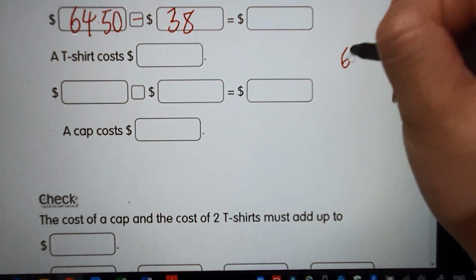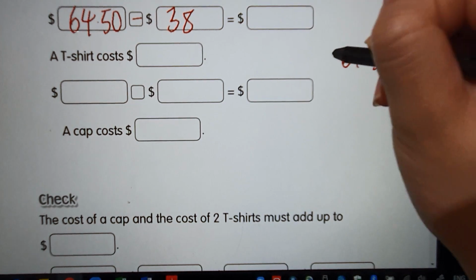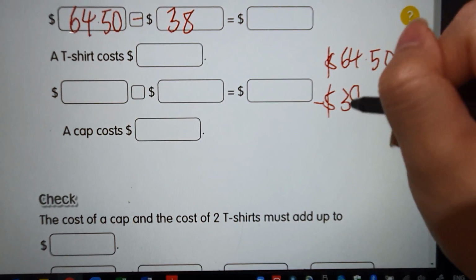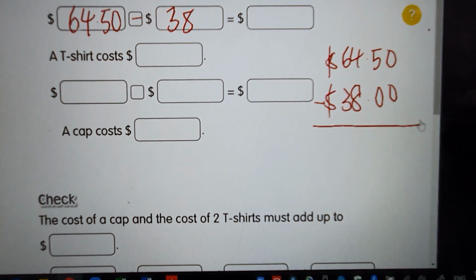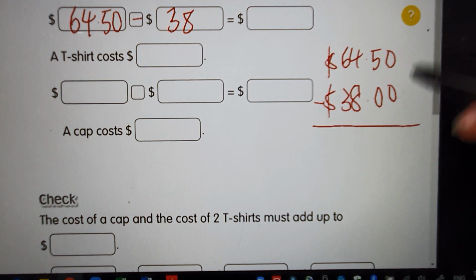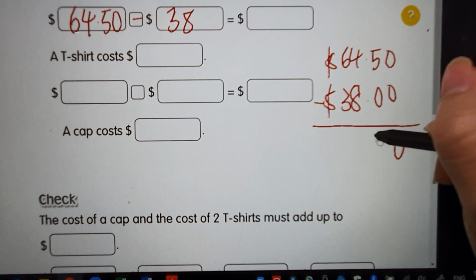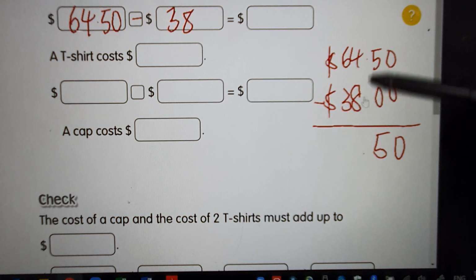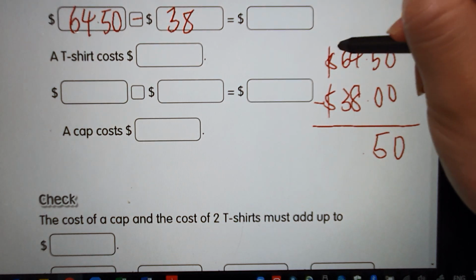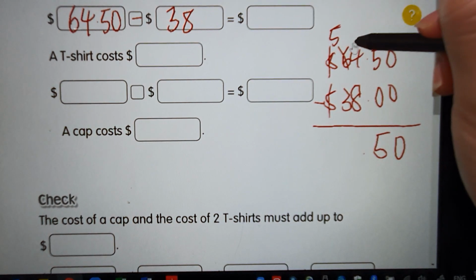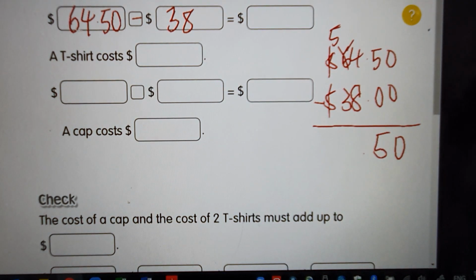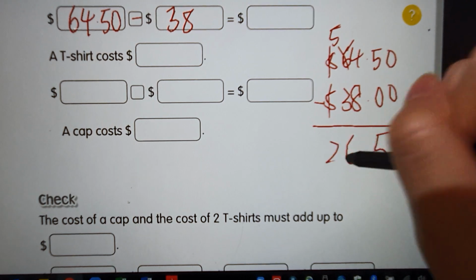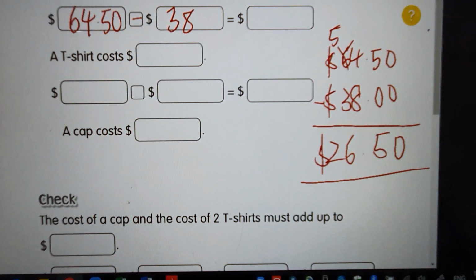So $64.50 minus $38.00. Okay, 0 minus 0 is 0, 5 minus 0 is 5. You bring down a decimal point. 4 minus 8, 4 cannot minus 8, so you regroup from here. You get left with 5, and this becomes 14. And 14 minus 8 is 6. 5 minus 3 is 2. Then you bring down a dollar sign.